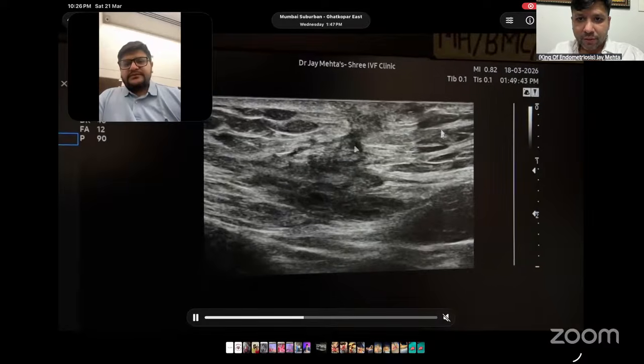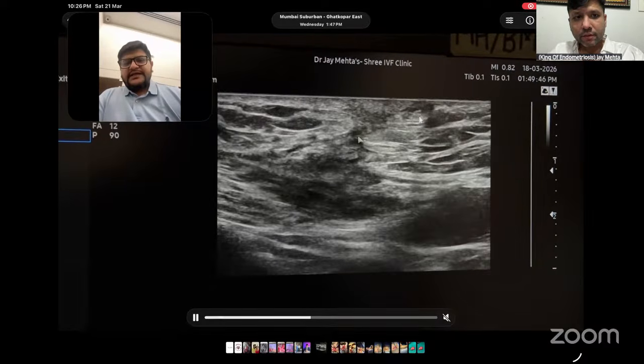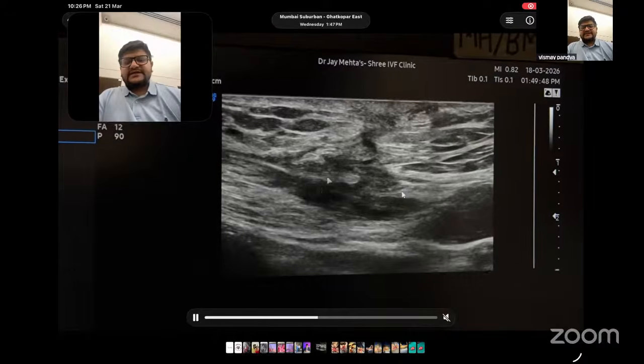Vismay, this is that sinus tract, no? Which is coming inside. Yes, sir, this is the sinus tract. The upper part above the sinus tract, yes.